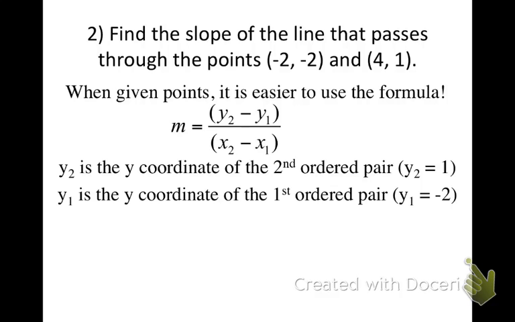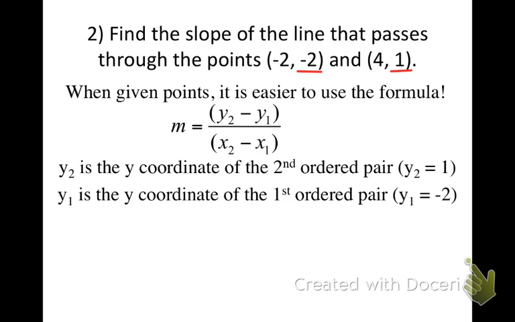y2 is the y-coordinate of the second ordered pair. y1 is the y-coordinate of the first ordered pair. Now, what am I talking about when I'm talking about y-coordinates? Well, I'm talking about these things. I'm talking about the second number in each of those coordinate pairs, or those points. Please do not get x's and y's mixed up. Remember, x's come first, then y's.